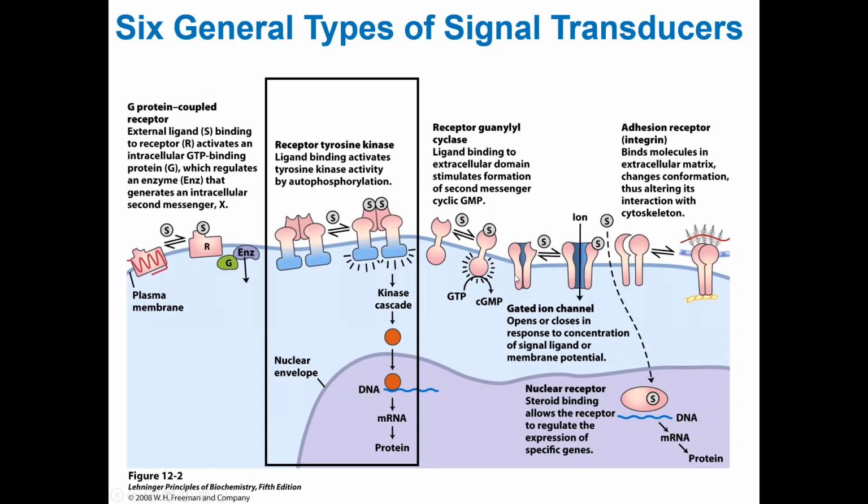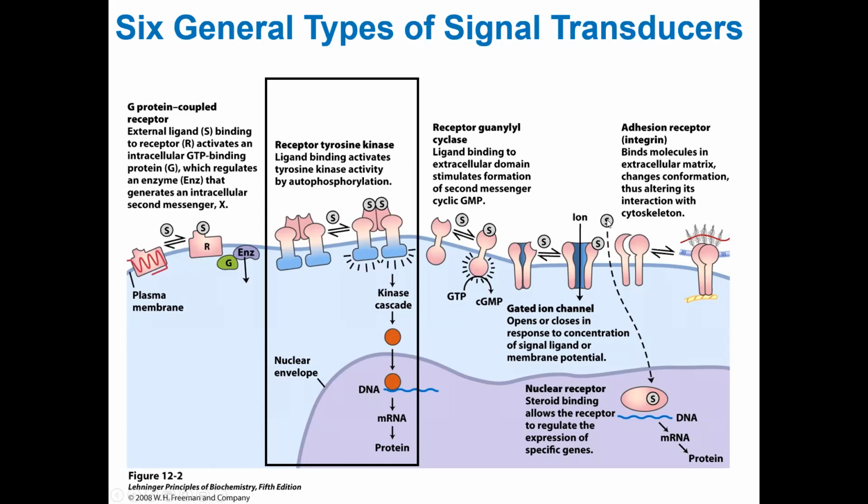The fourth one is the gated ion channels. If you recall, we talked about how a ligand can bind and open up the channel, right? So here you can see that the signal binds to the site on the extracellular face of the receptor, and once it binds, it opens up the channel, right? And then whatever ions have to go can go in, and so on.